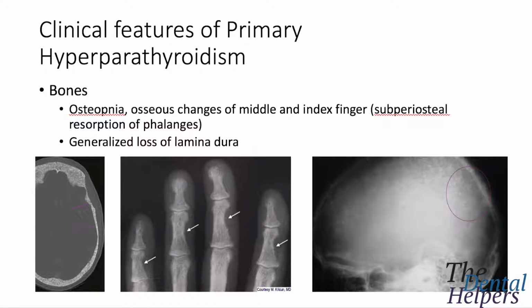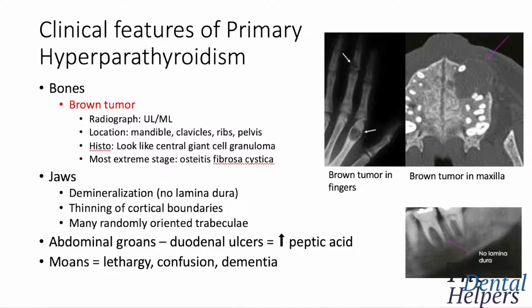So if we look at this image on the left of the skull, what we're seeing is this loss of cortical bone definition. And as I already said, this is the periosteal resorption of the phalanges in all the fingers. And then this image right here is basically showing a granular salt and pepper texture that's associated with hyperparathyroidism.